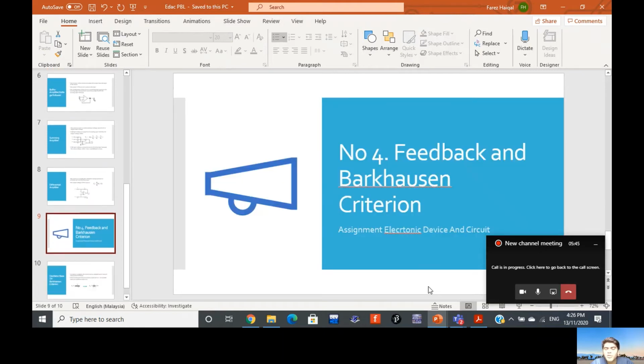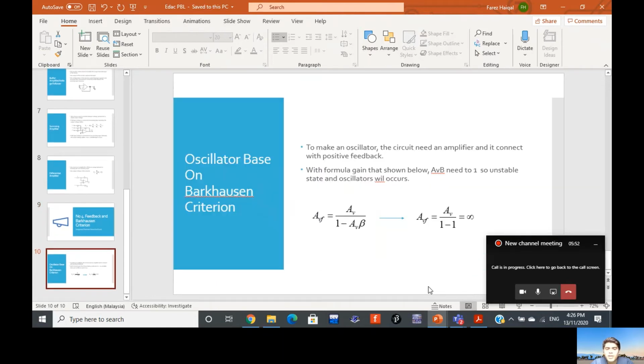So next is question number 4, feedback and oscillation criterion. To make an oscillator, the circuit only needs an amplifier connected with positive feedback, with the gain formula shown below. AV gain times beta needs to be 1, so an unstable state and oscillation will occur. So that's for question number 4.